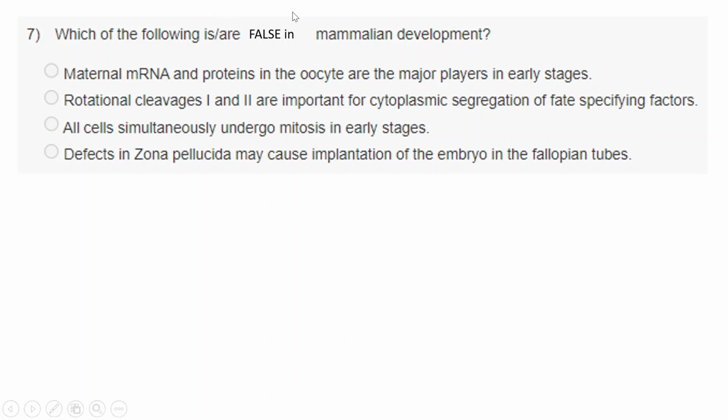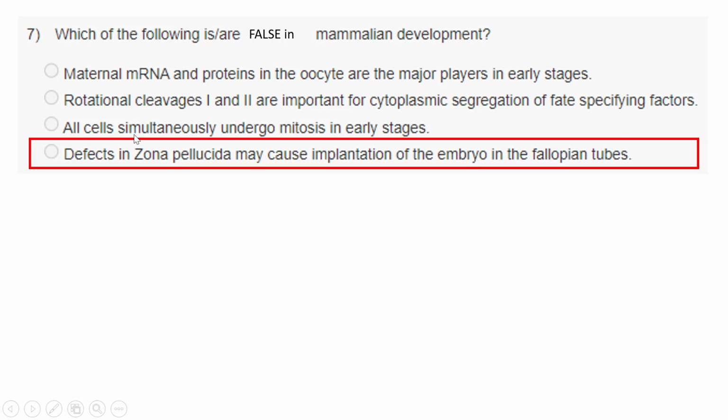Okay, it's time for me to reveal which is the correct answer. Which of the following are false in mammalian development? And the answer to this question is option 4. Defects in zona pellucida may cause implantation of the embryo in the fallopian tubes. This is a false statement. All the rest three statements are true statements.